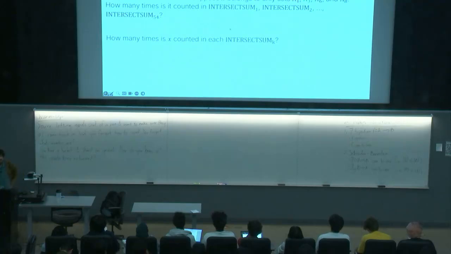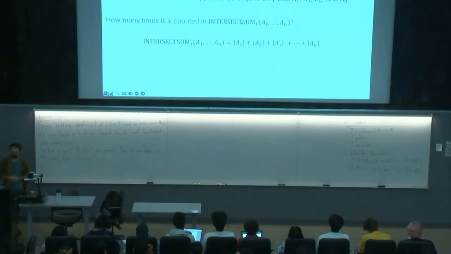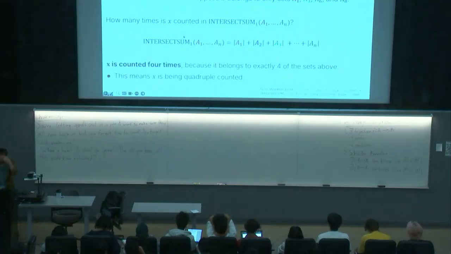So we're going to ask this question. For each x, how many times is it counted in intersect sum k, sub k? I'm going to start with intersect sum 1. So if x belongs to these 4 sets, how many times does x get counted when I add up all of these here? Intersect sum 1, I should say first, is possibly some giant number, like 286 million. I don't know what it is. But how many of that 286 million does x contribute? 4, right? It's counted 4 times because it belongs to set A1, A3, A6, and A8. X is being quadruple counted.